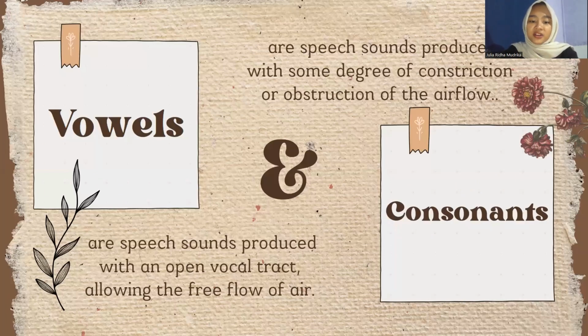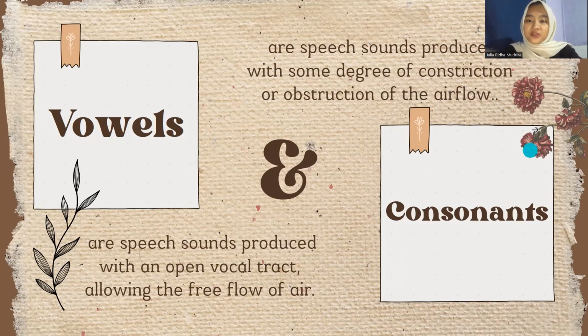Vowels and consonants are two fundamental categories of speech sounds, and they play a crucial role in phonology. Vowels are speech sounds produced with an open vocal tract, allowing the free flow of air. They are typically characterized by the absence of any significant constrictions or obstructions of airflow. Examples of vowels in English are A, E, I, O, and U.